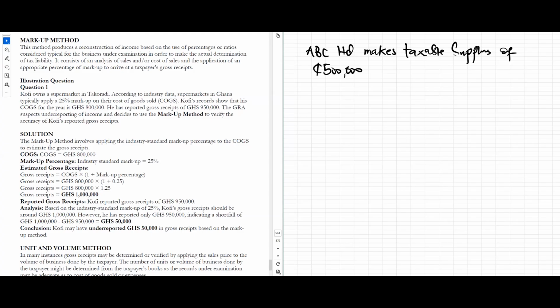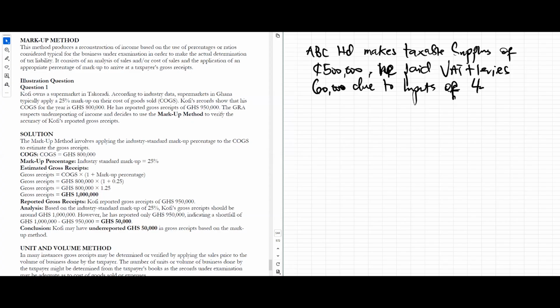And then he paid VAT and levies of, let's say, 60,000 cedis, due to input tax of 40,000.